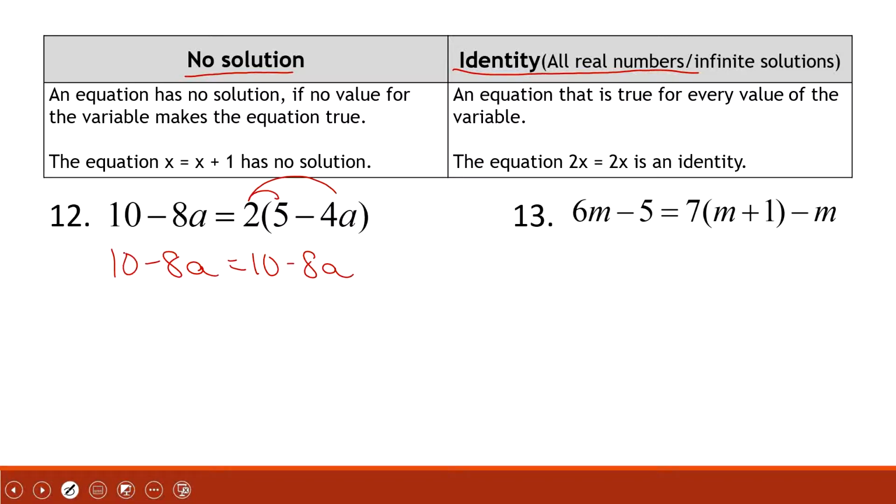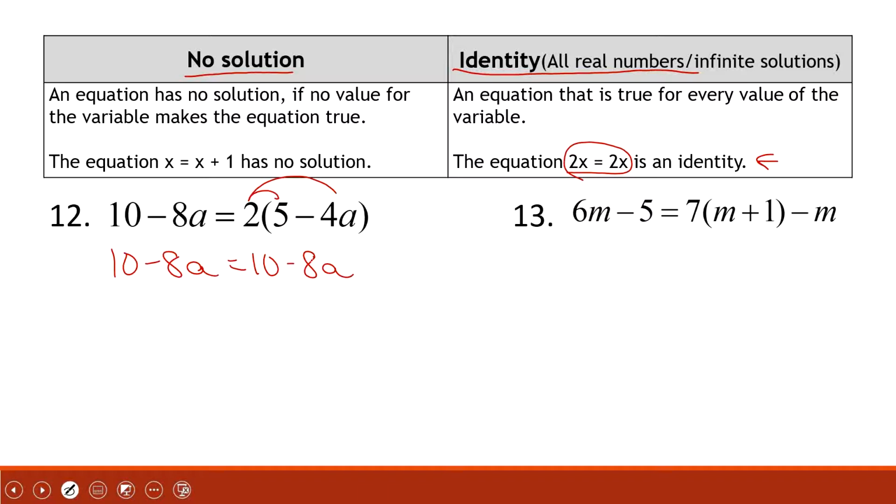So when I look at this right away, if you look in our notes here for identities, identities are going to end up being something equals something. So it's going to equal itself. 1 equals 1. 2 equals 2. 2 plus 2 equals 3? That one doesn't work. 2 plus 2 equals 4. So that's what we're looking at when we're talking about an identity. The left side of the equation equals the right side of the equation. So in our example here, I have 10 minus 8a equals 10 minus 8a.